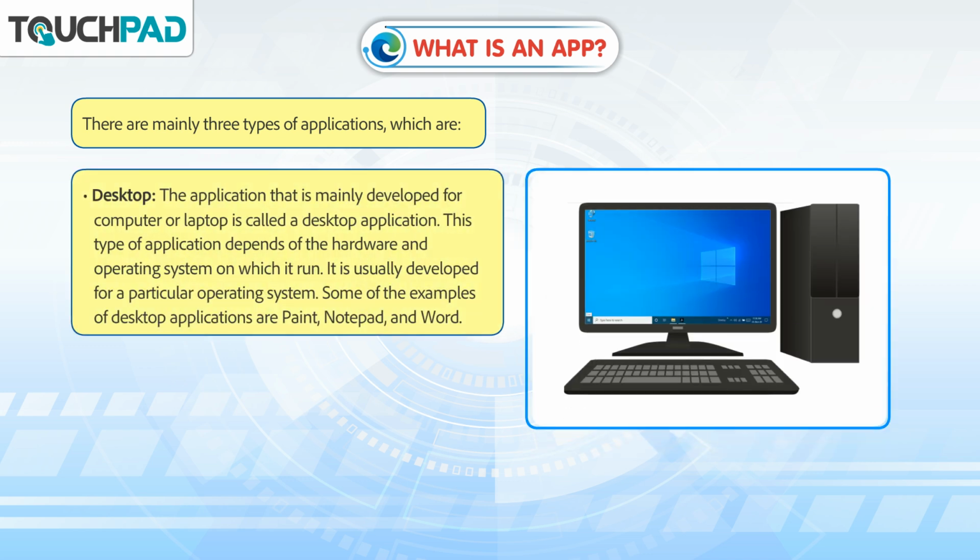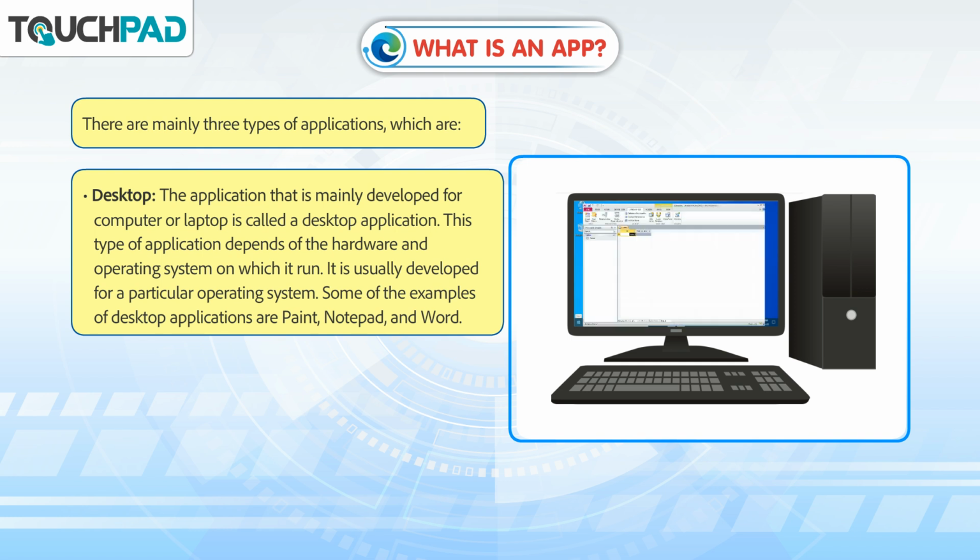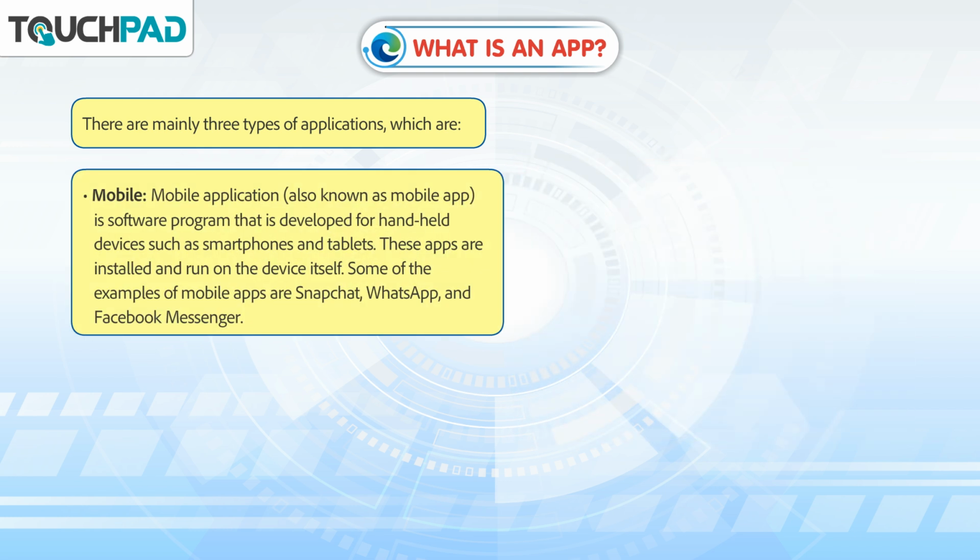The application that is mainly developed for computer or laptop is called a desktop application. This type of application depends on the hardware and operating system on which it runs. It is usually developed for a particular operating system. Some of the examples of desktop applications are Paint, Notepad, and Word.